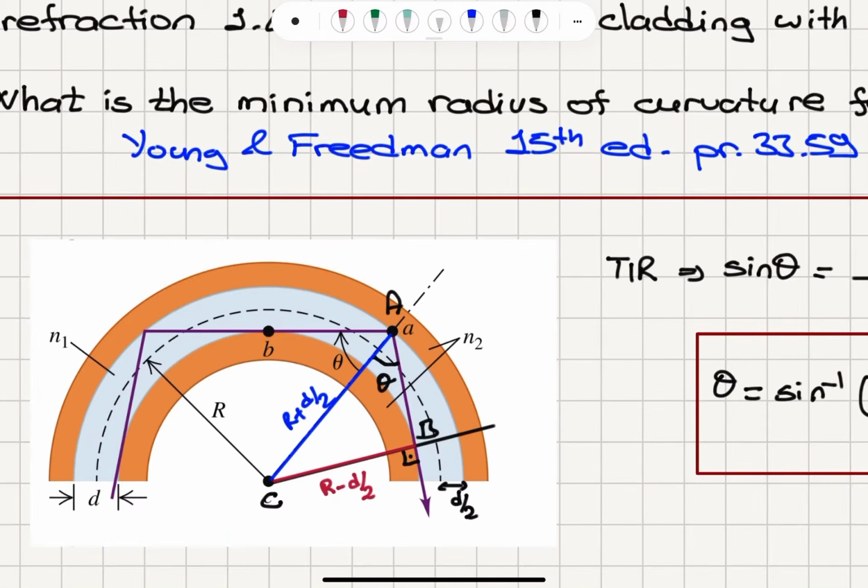We can see that this ray is tangent to the inner cladding at point B, so that's why we have this angle of 90 degrees. So we can find the sine of the angle theta from this ABC triangle.